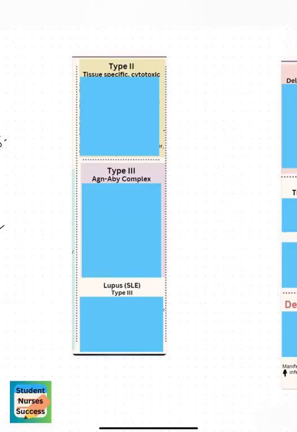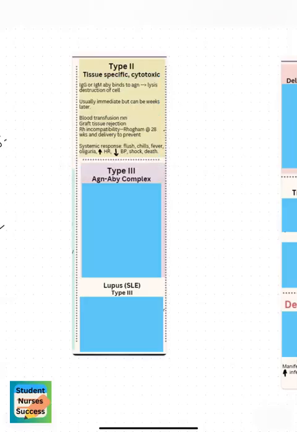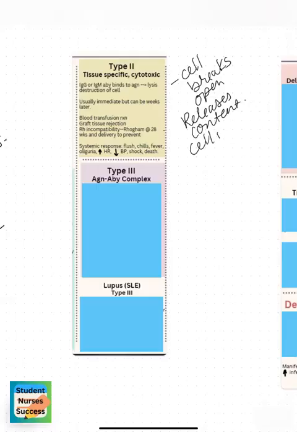Now let's talk about type 2 immune reactions. Type 2 are tissue specific or cytotoxic. What we mean by this is that it causes complete destruction of cells. It's an IgG or IgM antibody that binds to the antigen and causes the lysis or the destruction of the cell. So the cell breaks open, releases its content, and the cell is destroyed.